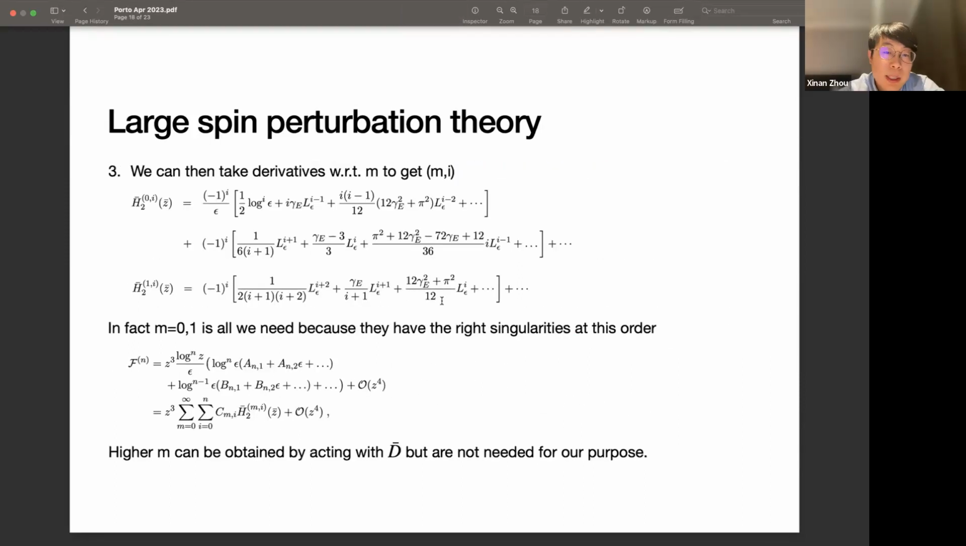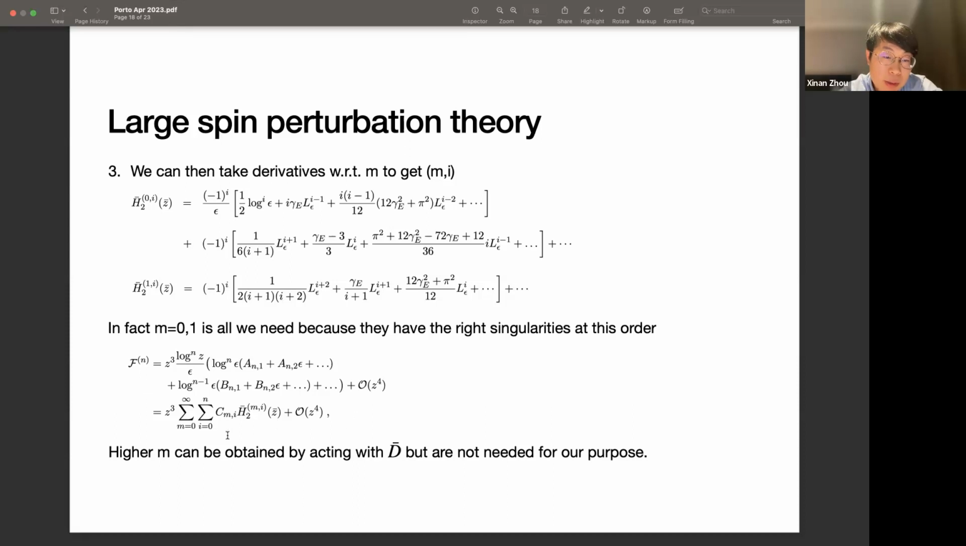So again, you can do this around m equals 0 and m equals 1, and for arbitrary I and small epsilon, you find the following expression. In fact, for our calculation, only m equals 0 and m equals 1 are needed, because if we expand the reduced correlator to the order I just mentioned, you find that the singularities can be matched by just m equals 1 and m equals 0 conformal blocks.